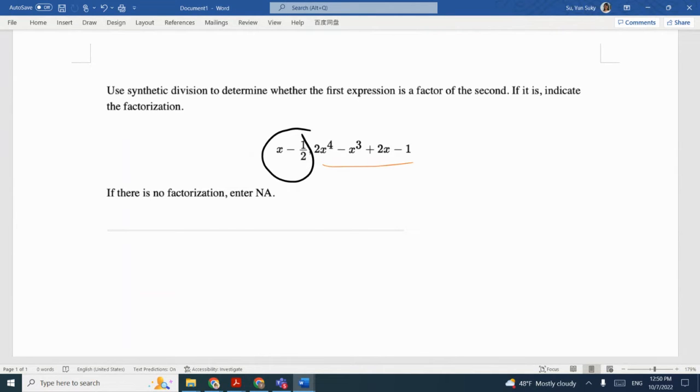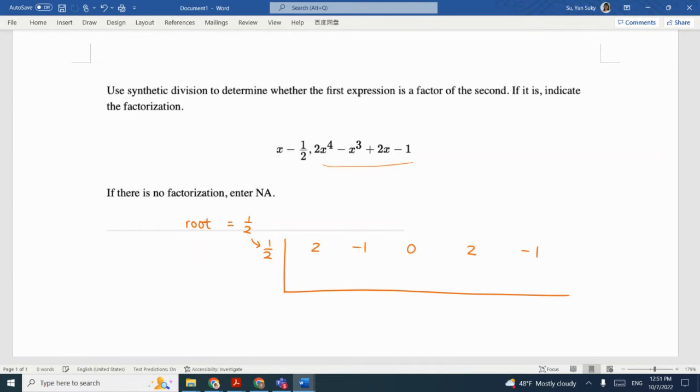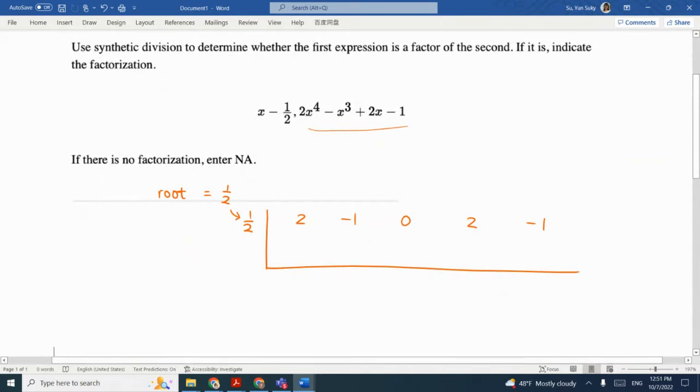This factor x minus 1/2 corresponds to the root 1/2. If we use synthetic division, we put the root 1/2 right here, and for this polynomial, we put down the coefficients. So we have 2x to the fourth, and then minus 1x cubed. Do you see there's no x squared? That's why we put 0 for x squared. And 2x, and then minus 1. Yes, everybody?